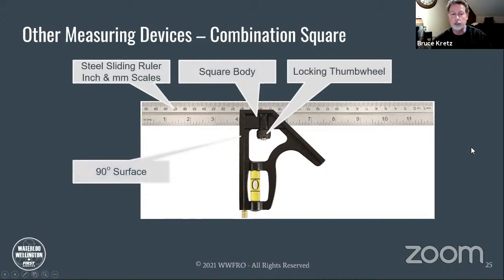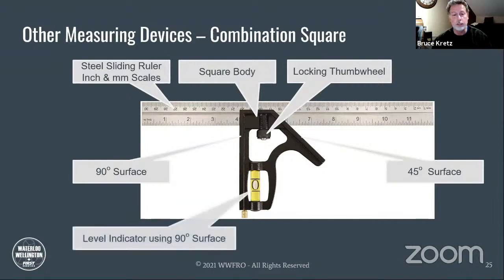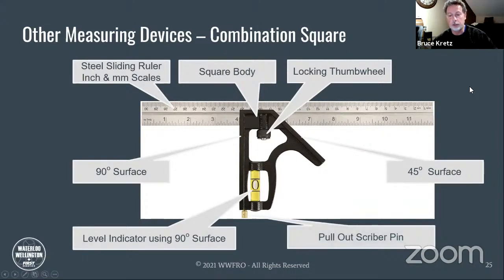It has a 90-degree surface for measuring or marking 90-degree lines. And it has a 45-degree surface, which can be used to make an accurate 45-degree angle. It also has a nifty little spirit level here, a level indicator, which when you're using the 90-degree surface can check that something is level. And the final doodad is a pull-out scriber pin. These are typically threaded in, and it's a steel needle, if you will, that can be used to scribe or scratch a surface and make a mark.